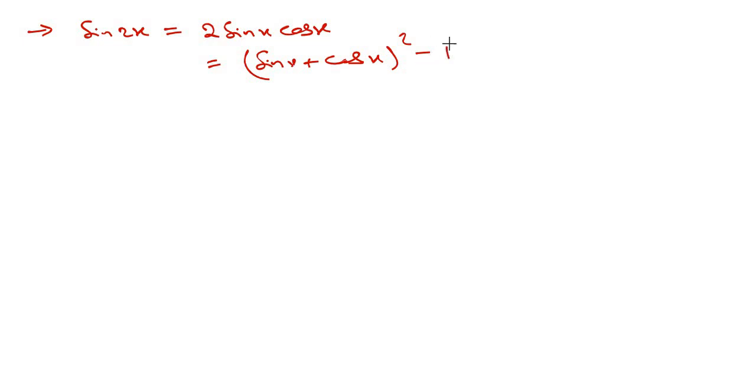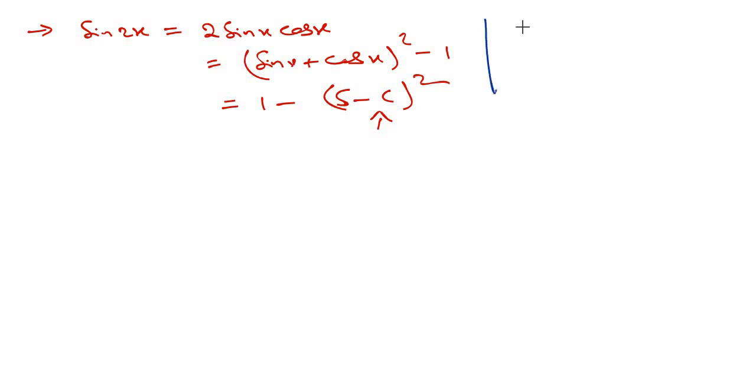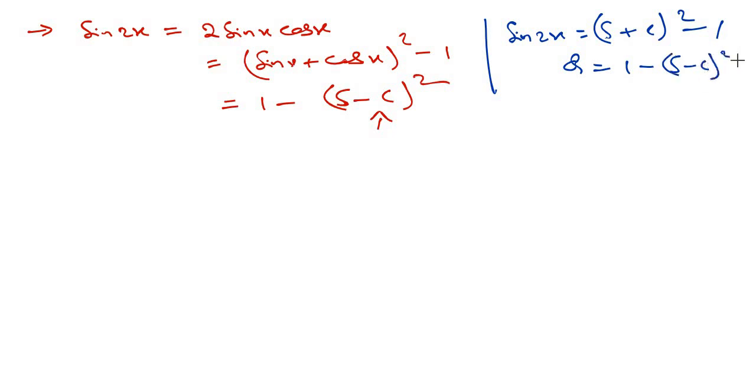So to reduce that extra 1, I have subtracted 1. Or you can write it like this also: 1 minus (sin x minus cos x) whole square. If we expand, you will get sin 2x, or 2 sin x cos x. I think it is very clear for you. What is our note point? Whenever you see sin 2x, you can write this as (sin + cos) whole square minus 1, or you can write 1 minus (sin minus cos) whole square. I think it is very clear for you.